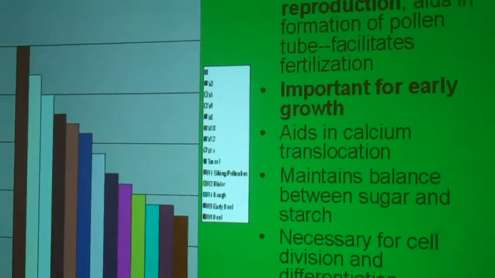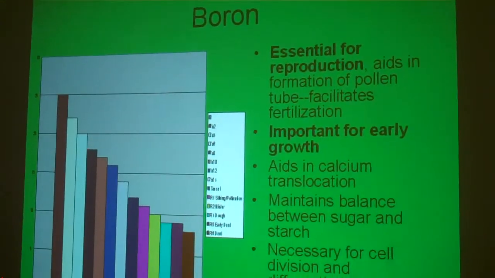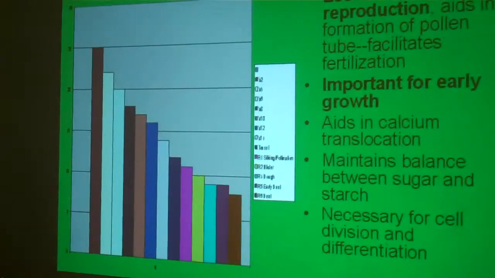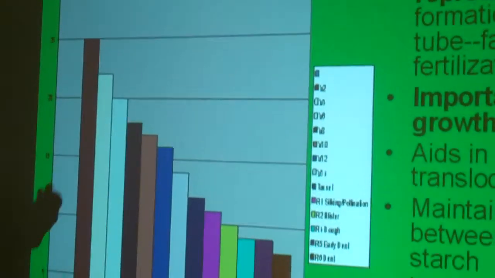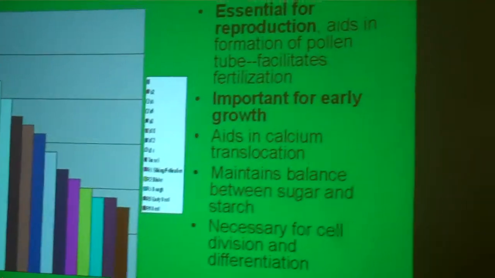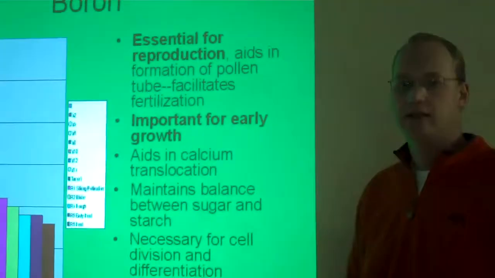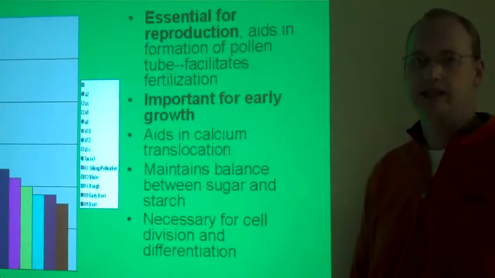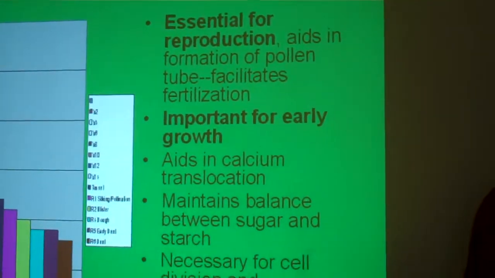Boron, it's been called the forklift in the plant. You can see the demand for that early on is very high in corn, as well as 25 parts per million. It diminishes as the growing season goes on in the plant development. Brad, a couple things that boron does in the corn plant. Boron is essential for reproduction in the plant. It aids in the pollen and fertilization process. It's also important for early growth within a corn plant as well.